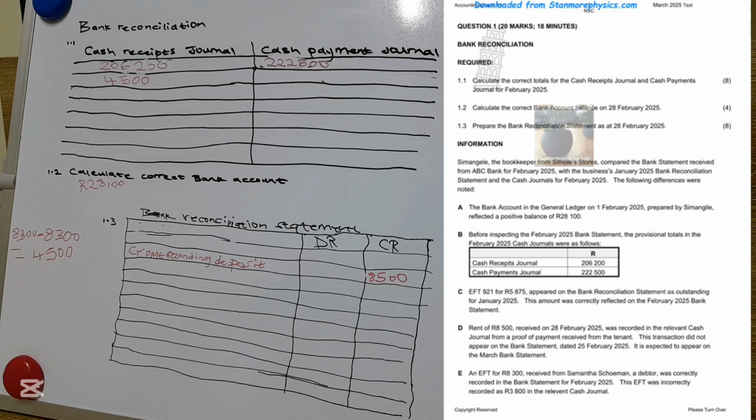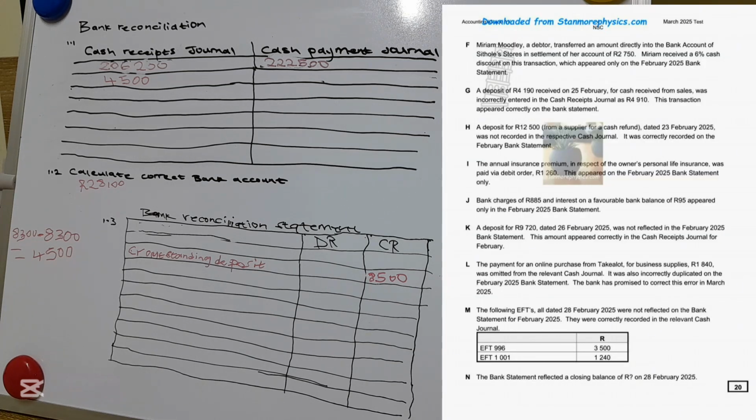And then we go to number F. Number F, Miriam Moodley, a debtor, transferred an amount directly into the bank account of Sithole Stores in settlement of her account of 2,750. Miriam Moodley was a debtor.